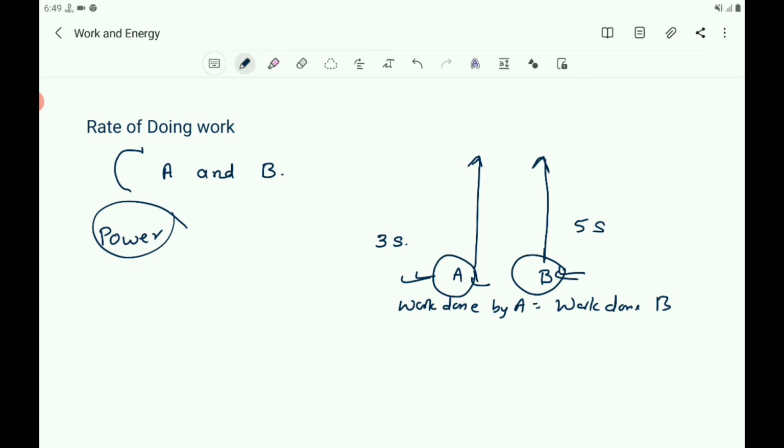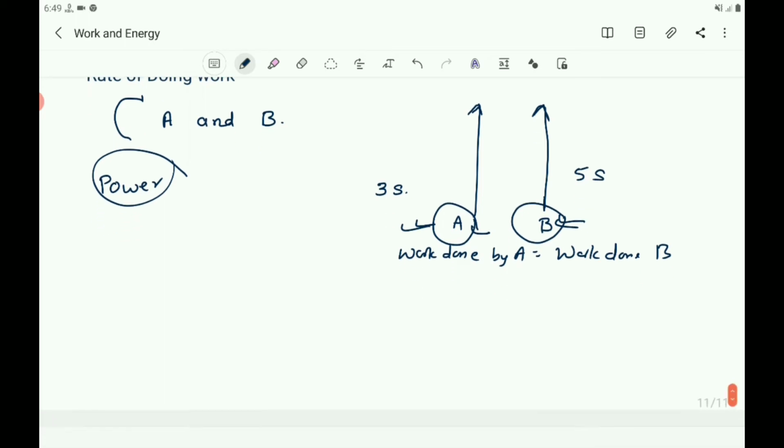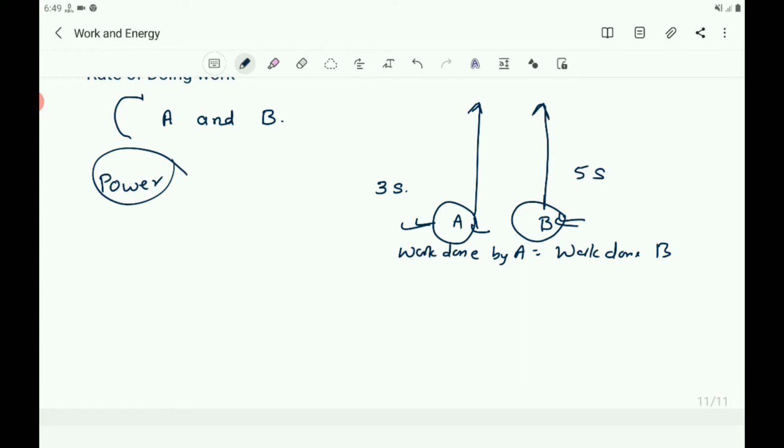That is nothing but the rate of transfer of energy also. Rate of doing work is nothing but rate of transfer of energy, and the transfer of energy per unit time, or the amount of work done per unit time, is measured in terms of power. So let us write what is power. Power is the rate of doing work.